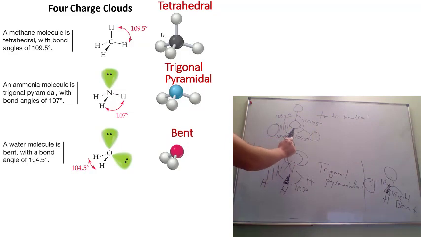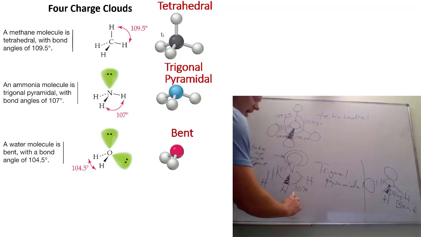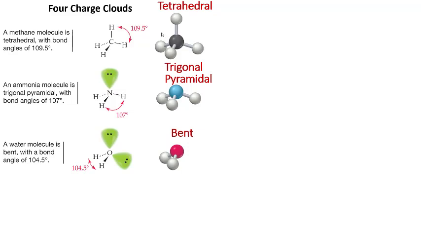So you're going to need to know these bond angles: 109.5, 107, and 104.5 for tetrahedral, trigonal pyramidal, and bent respectively. And you should be able to use the difference in bond angle to discriminate between a bent molecule coming from a trigonal planar, three charge cloud parent geometry, and a bent molecule coming from a tetrahedral, four charge cloud parent geometry.